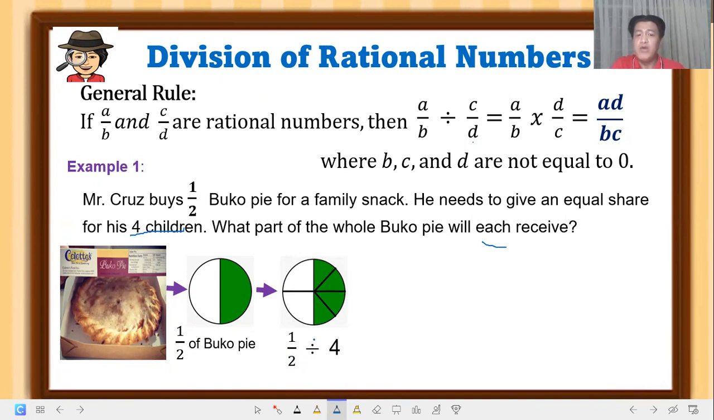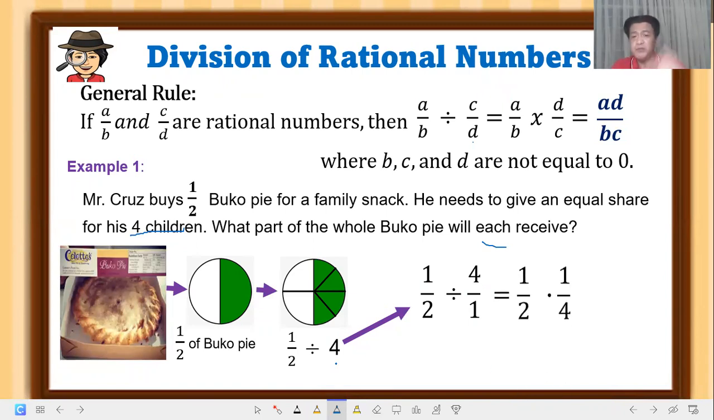Okay, remember, we have to reciprocal, kasi whole number ito, no? So meaning to say, our expression now will become 1 half divided by 4 over 1. Remember, yung 1 dyan is denominator of the whole number. And then, i-reciprocal natin. Kasi nga, sabi sa rule, yung divisor, i-reciprocal mo siya and then proceed ka doon sa multiplication. Kaya 1 times 1, that is 1. Tapos 2 times 4, 8 yun.